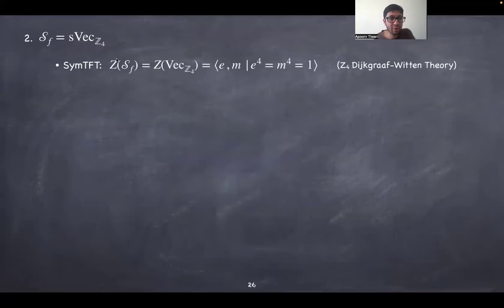The next example is Z4. The SymTFT for this is the Z4 SymTFT for Vec Z4, which is Z4 Dijkgraaf-Witten. I use this notation Z of S both for the SymTFT and for the category, the Drinfeld center, the modular tensor category of lines in the bulk. The lines are generated by E and M, the pure charge and flux of the Z4 Dijkgraaf-Witten theory. They both are order 4 lines.